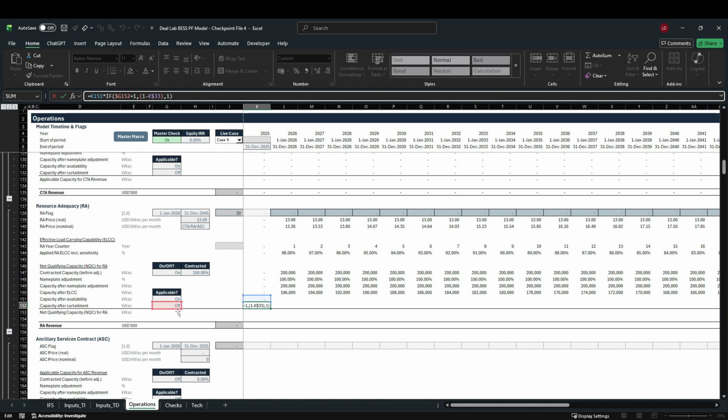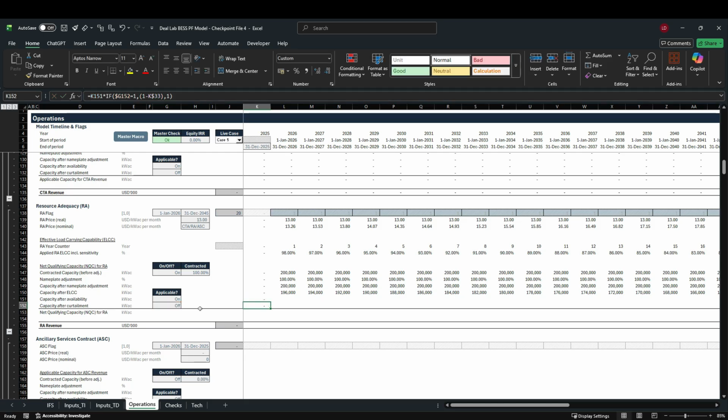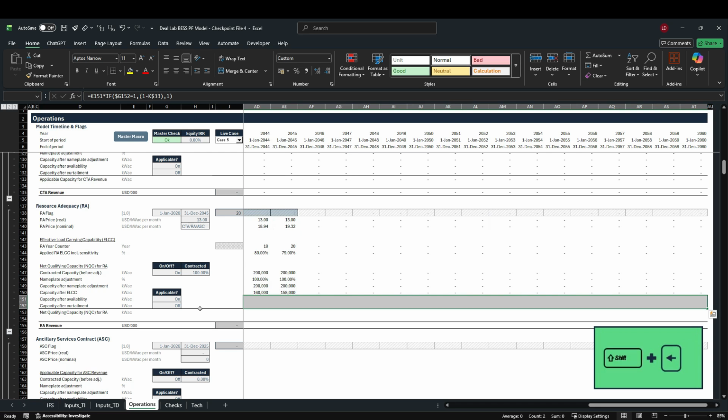And since this switch here is off, we don't even apply any curtailment adjustments to our capacity revenue because the system operator will still pay us the resource adequacy price even if we are curtailed. But that switch introduces flexibility, so you can assume curtailment reducing your resource adequacy revenue or not. So hit enter and let's drag those two over, Control R.